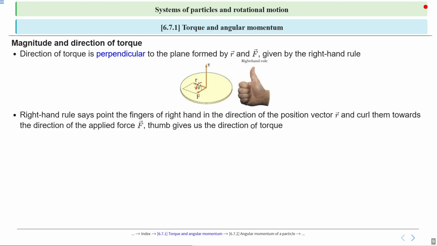Here, curl your fingers towards the direction of applied force. The direction of applied force is this one and the position R is this one. So when we curl from R to F, our thumb gives the direction of torque, that is perpendicular to the plane formed by R and F. All right. So the direction of tau we can determine easily using the right hand thumb rule by curling the fingers towards the acting force.